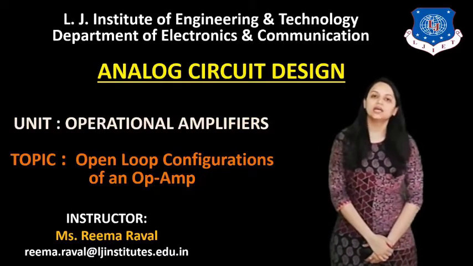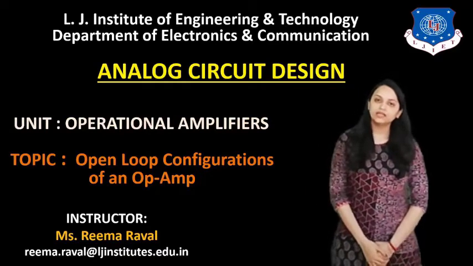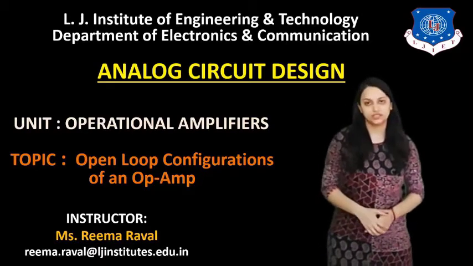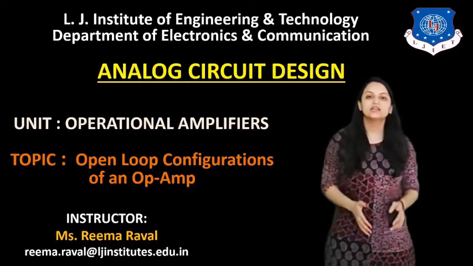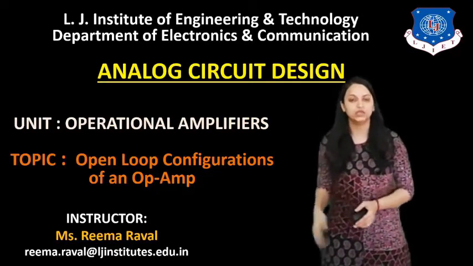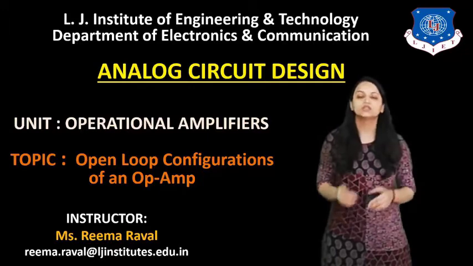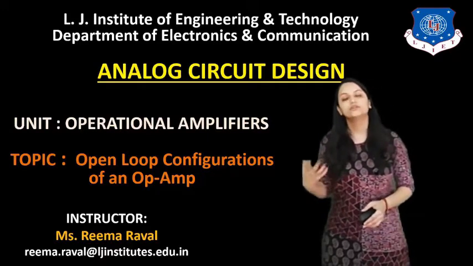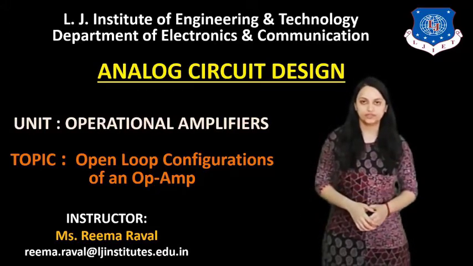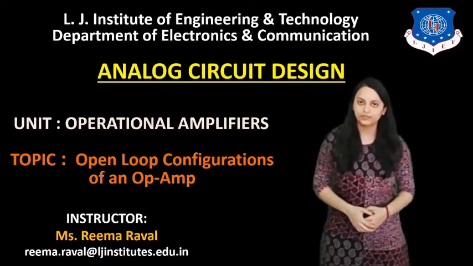Now see, there are basically two configurations or two modes of operation of an op-amp. One is open loop and the second one is closed loop. What is the difference between these two? Whenever there is a feedback element present, that means some part of the output is taken back to the input, that is called closed loop configuration. And when there is no feedback element present, or when no part of the output is given back to the input, that is called open loop configuration. So in this session, we are going to see the open loop configurations of an op-amp. So let's start with that.